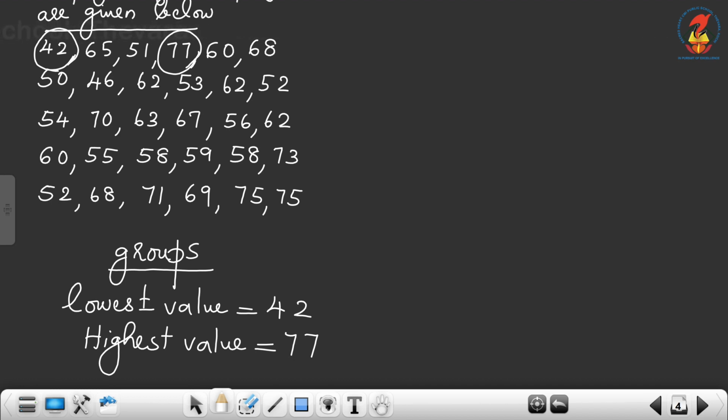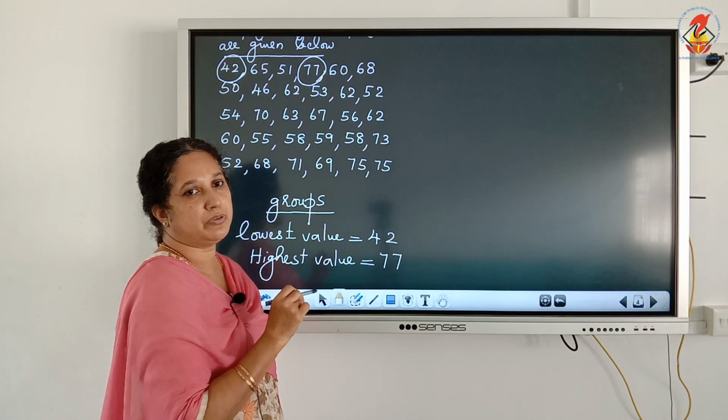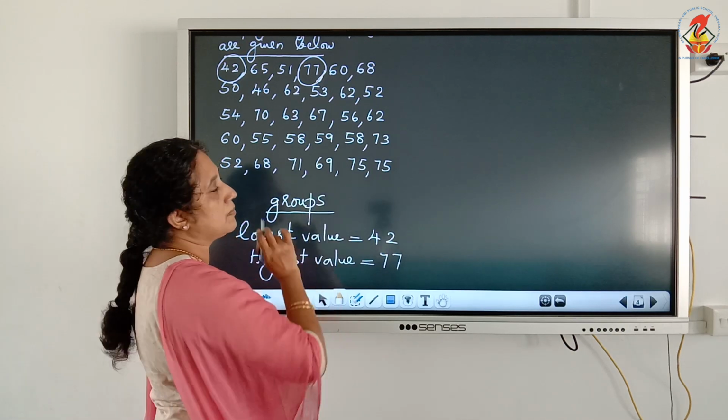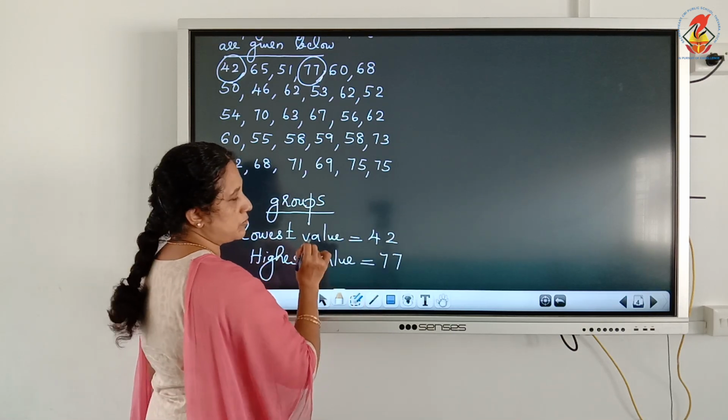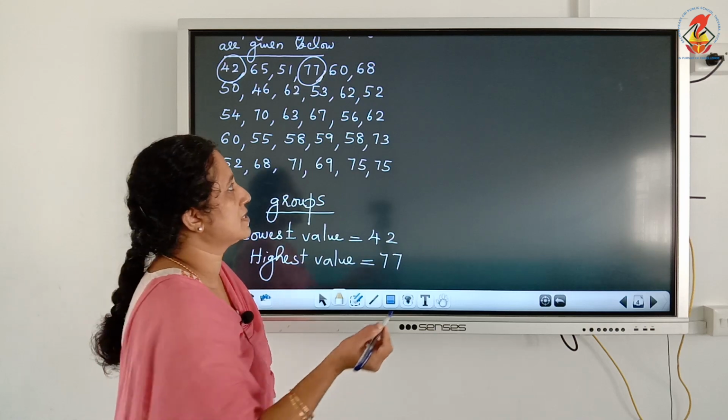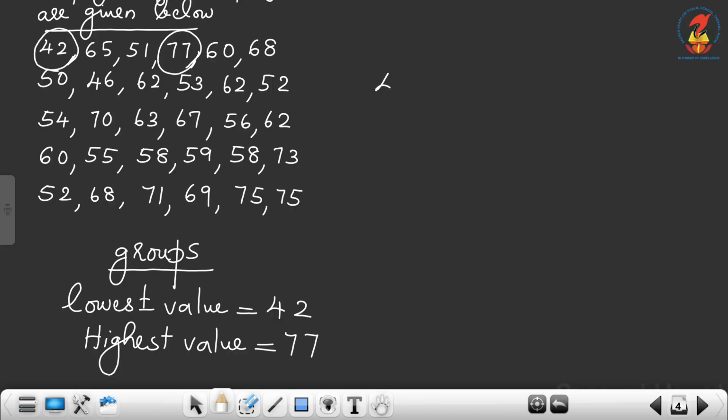Now we have to divide these observations into different groups so that all the observations are included in those groups. The lowest value is 42, so we can start from 40 onwards. We can write one group as 40 to 50. Then the second group we can take as 50 to 60, the third group 60 to 70, and the fourth group 70 to 80.